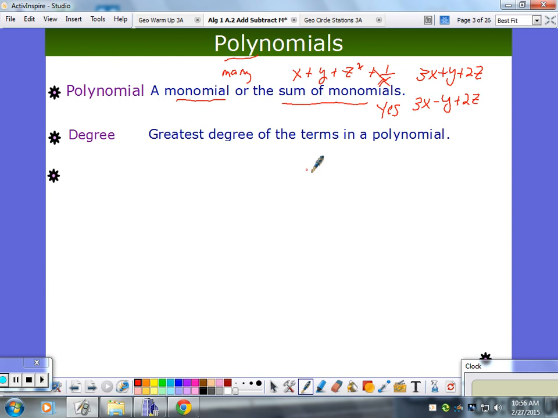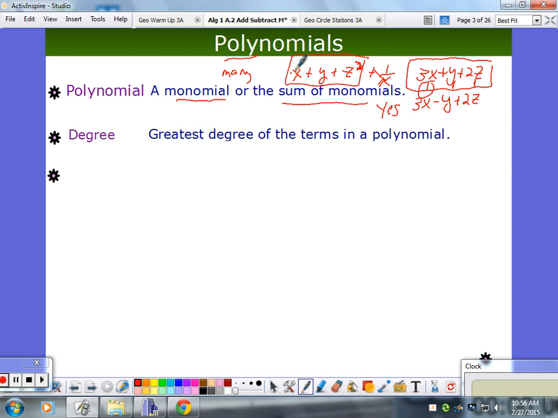So what do I mean by that? Let's look at this one. What's the degree of this monomial right here? 1. How many variables are there? Each one has a degree of 1. Now listen carefully. The degree of the polynomial is not adding these. It is what's the biggest number you got? 1. Degree 1.